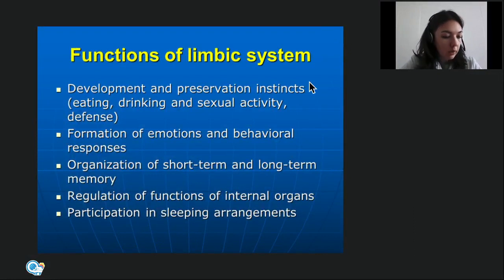So what are exactly the functions of the limbic system? This is development and preservation of instincts: eating, drinking, sexual activity, defense; formation of emotions and behavioral responses; organization of short-term and long-term memory; regulation of functions of internal organs; and participation in sleep arrangements.